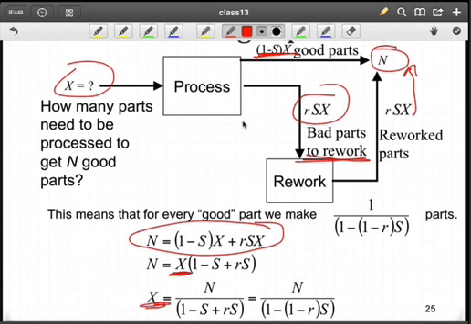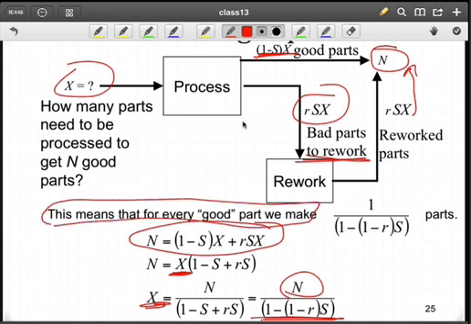So X turns out to be the number of parts we need to produce, N, divided by 1 over (1 minus R times S). The meaning of that ratio, 1 over (1 minus R times S), is that for every good part, we need to make this quantity of parts.